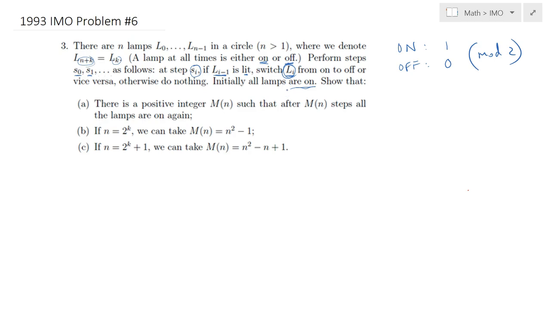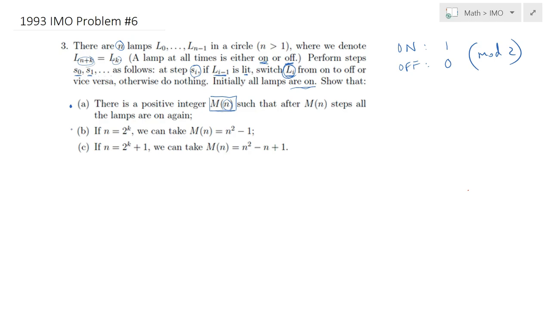Okay, so we would like to show three things. Let's start with the first one. There's a positive integer m sub n, and obviously that integer will depend on the value of n, meaning depending on the number of lamps, such that after m of n steps all the lamps are on again. So we start with all the lamps on, and then after a few steps later we claim that they will be back to on again, and we want to inquire about this number. Let's read through the second and the third part a little bit later.